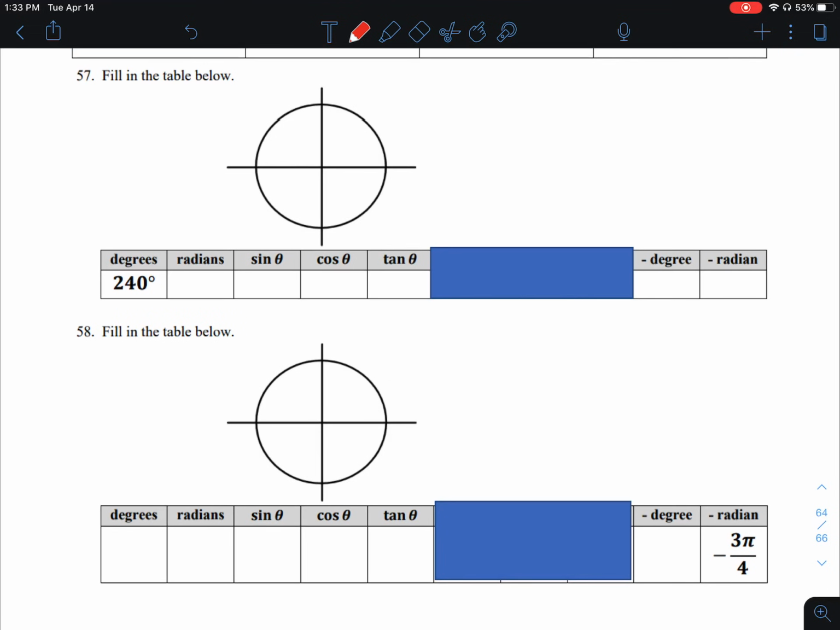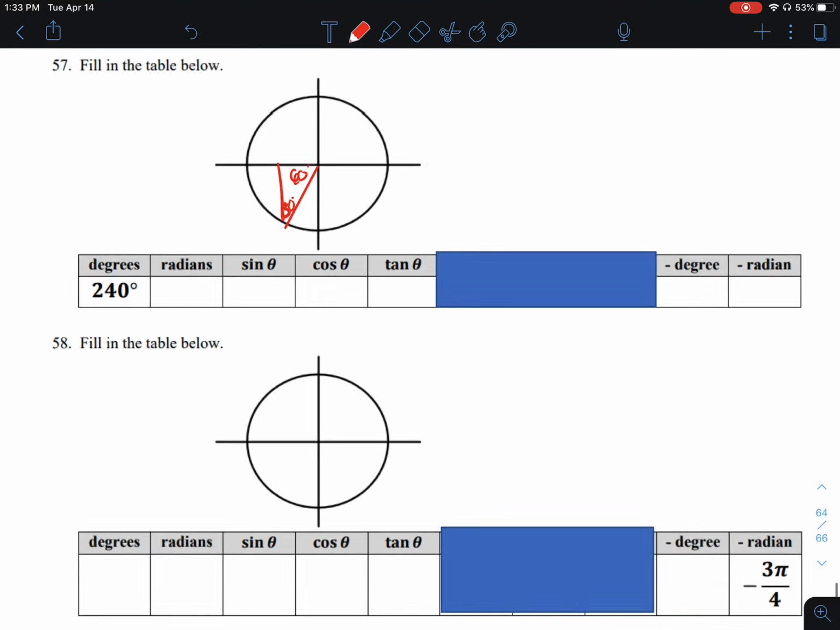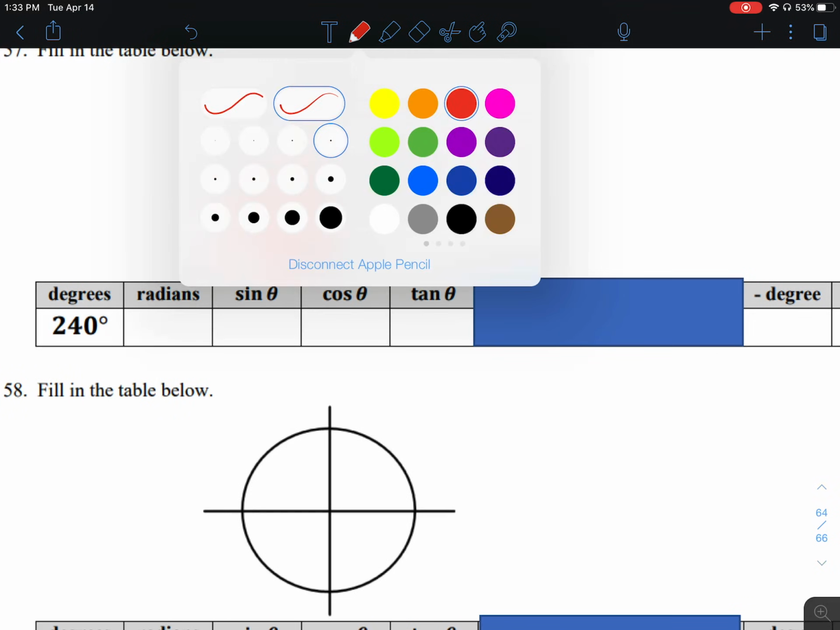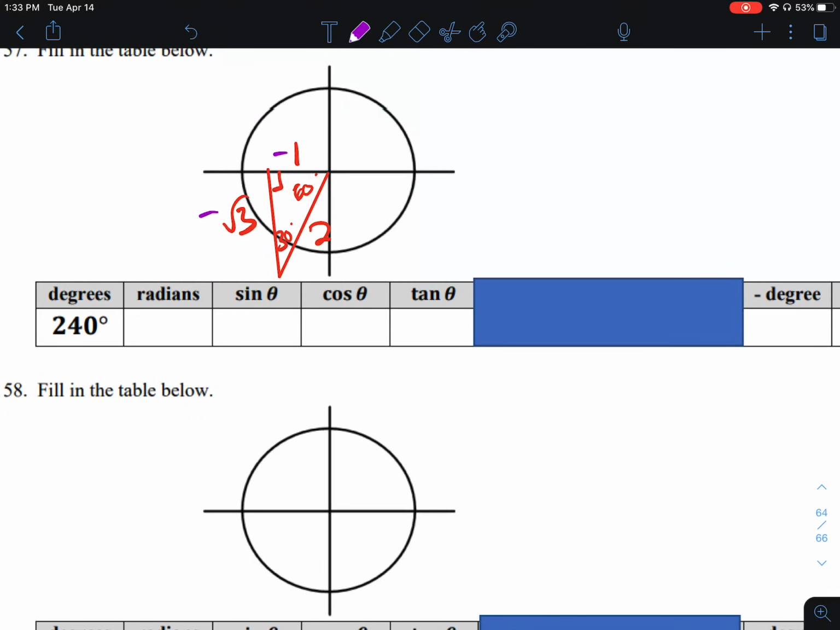So we got 240 degrees. That's going to fall into quadrant 3, and that's going to make the reference angle 60 degrees. Opposite 30, I'm going to call 1. Opposite 60, square root of 3, and the radius is going to be 2. Keep in mind that if you're in quadrant 3, both x and y are negative.